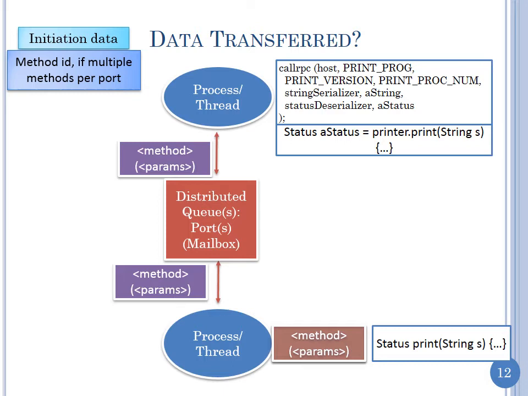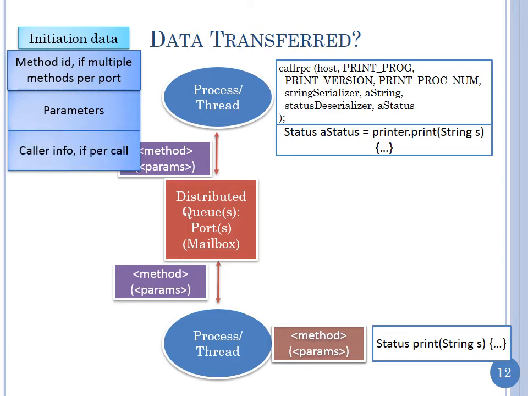If you're calling only one procedure or one method on that port, then you needn't go and send the method ID each time. It's implied. Okay, but usually you do have multiple operations being serviced on the same port. Okay, so if there's a separate queue for each method, then you don't have to send the method ID. Okay, that's implied at the other end. At connection time, we can go and establish which procedure we are calling. Okay, we do need to send the parameter values. Okay.